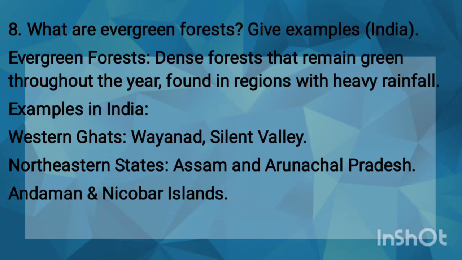What are evergreen forests? Give example. Evergreen forests are dense forests that remain green throughout the year. Typically found in regions with heavy rainfall, India is home to several evergreen forests, including those in the Western Ghats, such as Wayanad and Silent Valley. The northeastern states of Assam and Arunachal Pradesh also boast extensive evergreen forests. Additionally, the Andaman and Nicobar Islands are known for their lush evergreen forests, which thrive in the region's high rainfall.